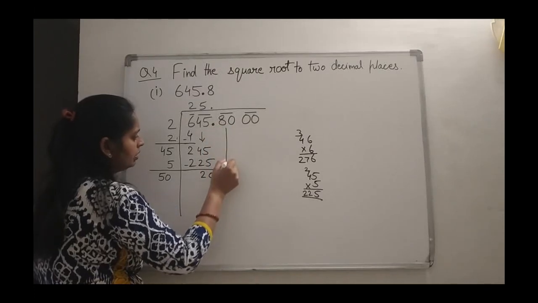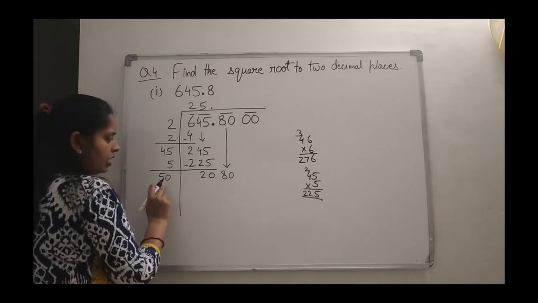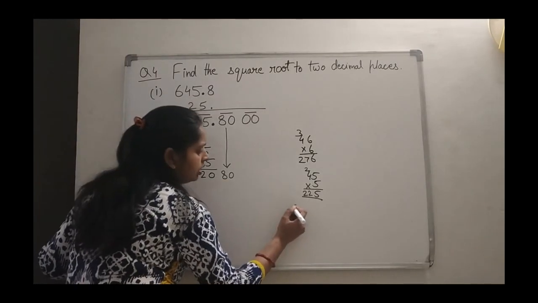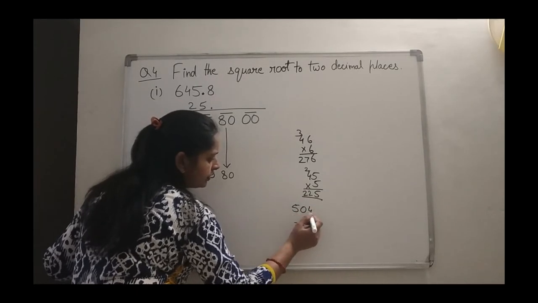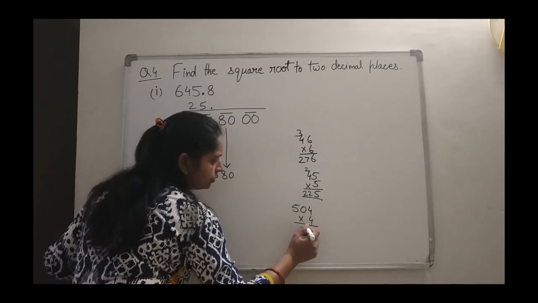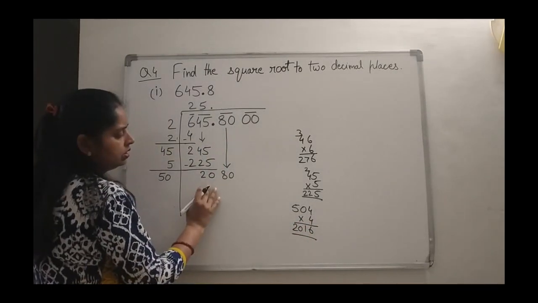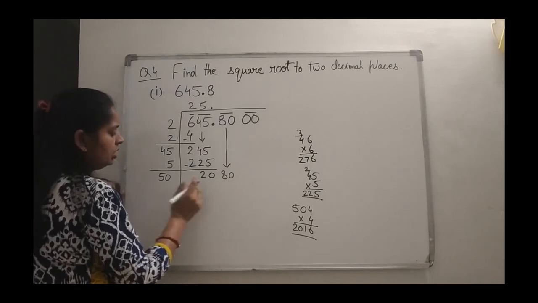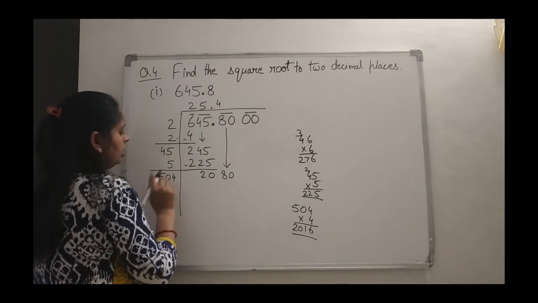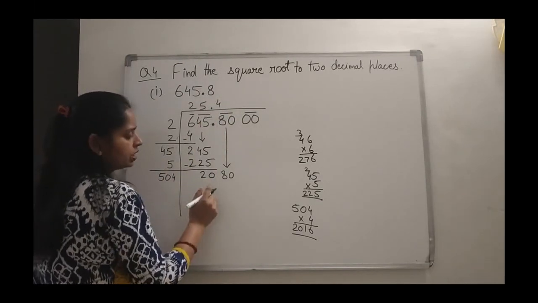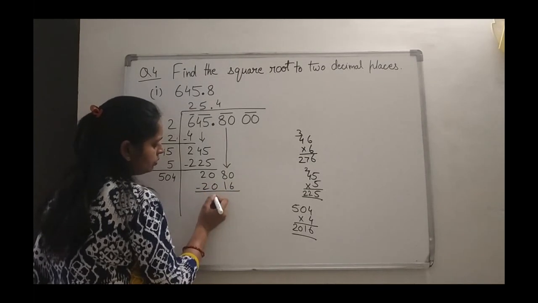And the next pair will come down. That is 80. 50 I am having. So you know that 50 into 4. 504 into 4 will give you how much? 4 4 is 16 and 5 4 is 20. So 2016. Yes, this is near by. So I will go for 4 here and 4 here, and 504 multiplied by 4 will give you how much? 2016. Again do the subtraction.